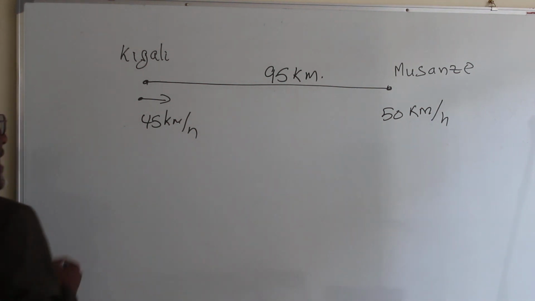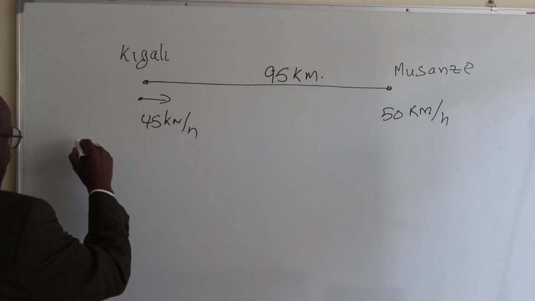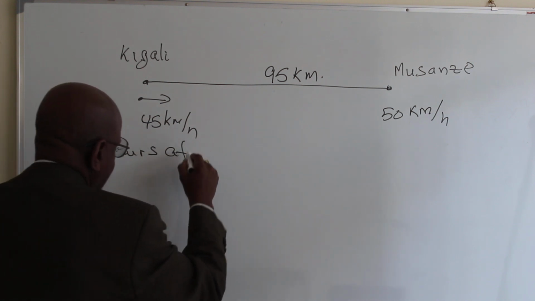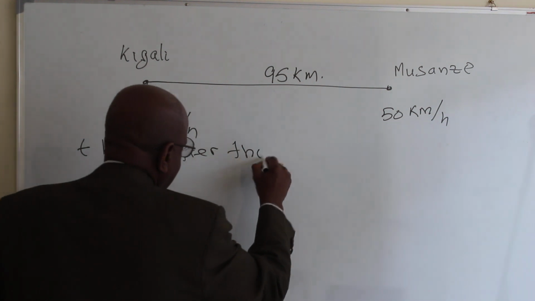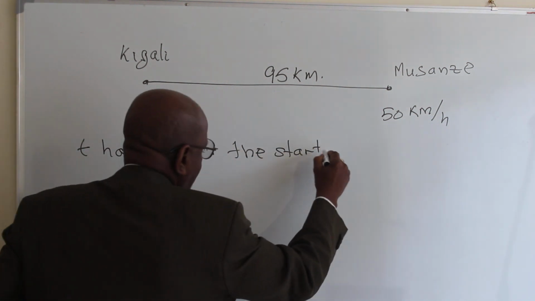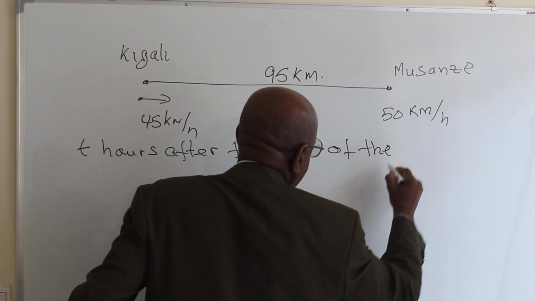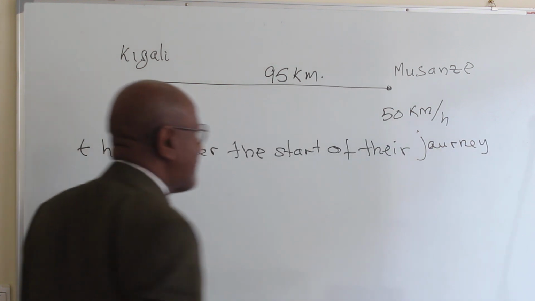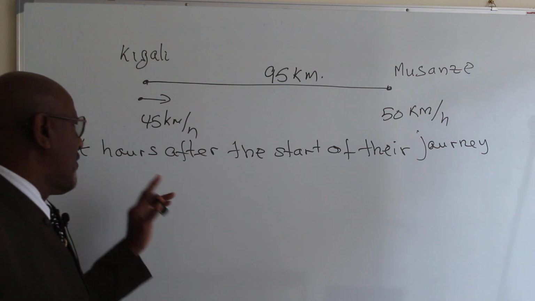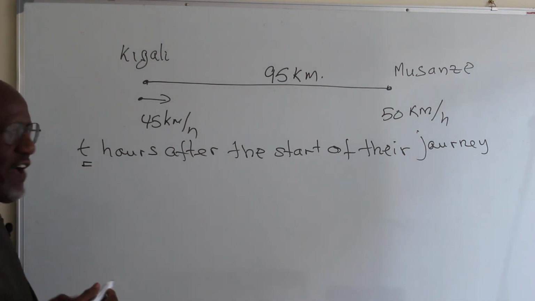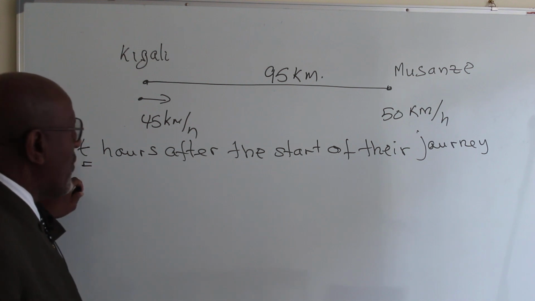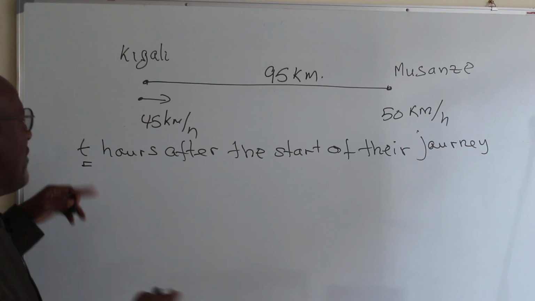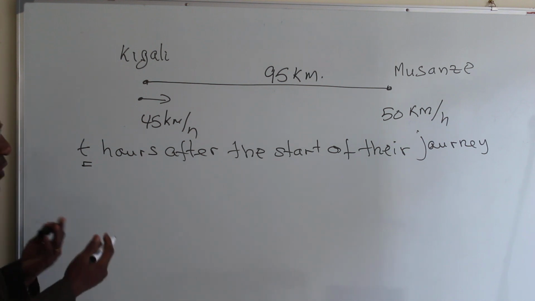Let the cars meet T hours after the start of their journey. So we want them to meet T hours after. T could be 1, 2, 3, 4, 5, we don't know. It could be 1 hour after the start, 2 hours after they started, 3, we don't know. But let it be T. This is a variable, some unknown quantity.